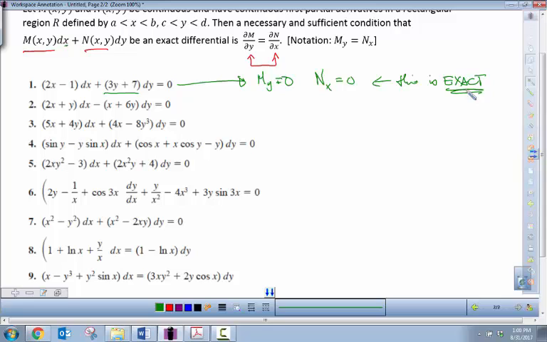I don't think so. I think it's okay if they're equal to 0. I hope so. All right, let's try another one.